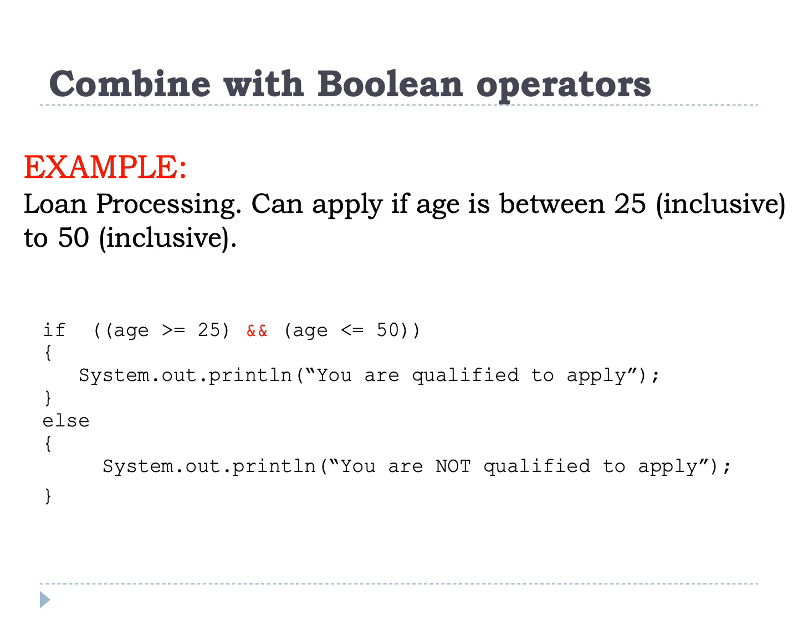We can use the Boolean operators as before for if-else. For example, we have if age larger or equal to 25 and age is less than or equal to 50. This means we want to have a range of 25 to 50. As if and else has one statement each, we don't need to write the braces, but this is totally fine if you prefer to have braces.